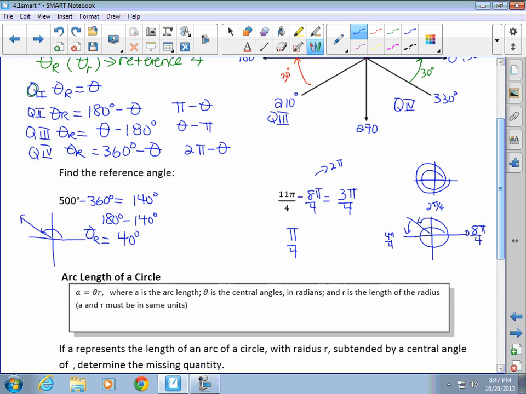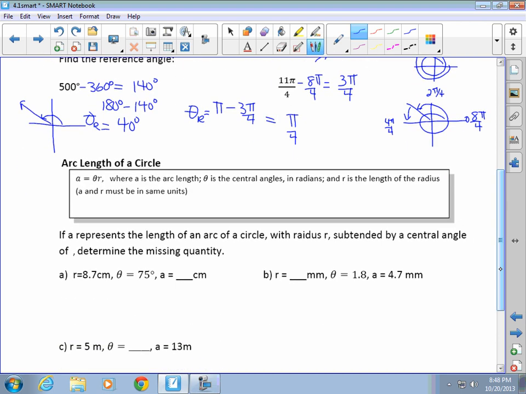So that was in quadrant 2. So quadrant 2 is to take pi minus theta. So pi minus, like if you want to do the math for this, so 2 was pi minus my theta, so my theta was 3 pi over 4, so that equals pi over 4. Okay, and then the last part.